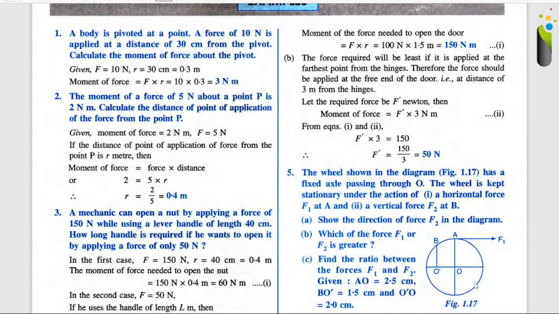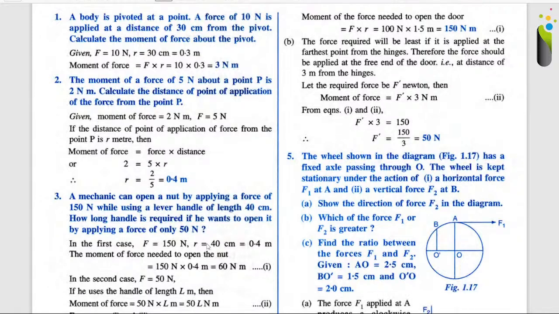So while solving these numericals, always write what is given, the data. Given is F equal to 10 newtons, small r equal to 30 centimeters, that is equal to 0.3 meters. The moment of force is calculated by the formula F into r, equal to 10 into 0.3, that is 3 newton meter. Coming to the second example, the moment of a force of 5 newtons about a point P is 2 newton meter.